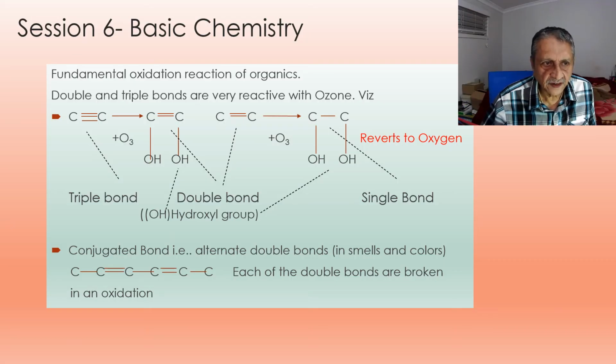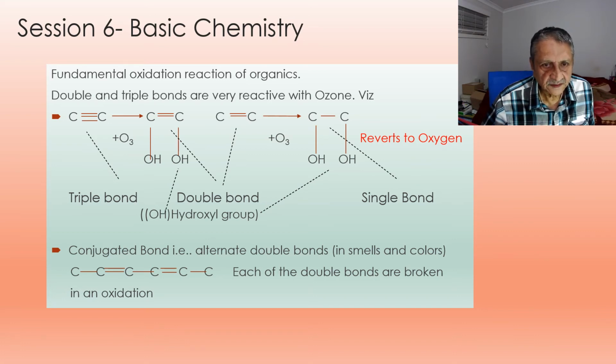This diagram is an important diagram. I am giving you the fundamental oxidation reactions of organics, and any oxidation takes place, if at all, by the breakup of the bonds. There are three types of bonds in between carbon.